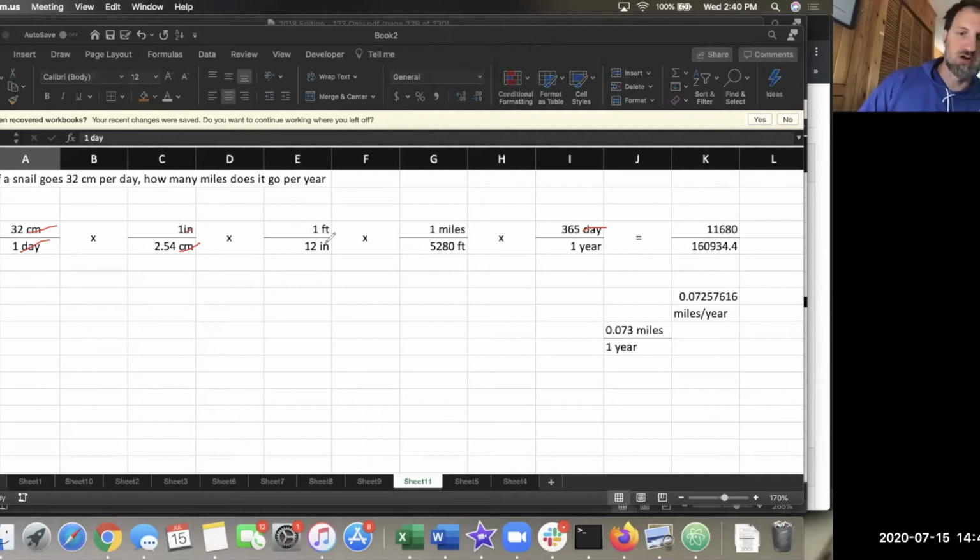So we got all of this cross out happening, and we end up with miles on top. Only unit left is years on the bottom. Okay, so that's a multi-unit example. Now I'm going to give you your own to do, and then we'll see how we're doing there.